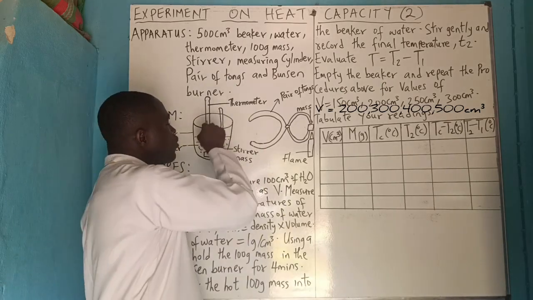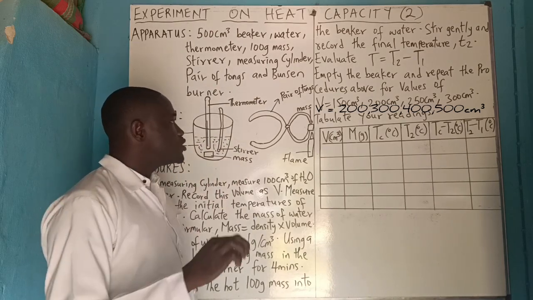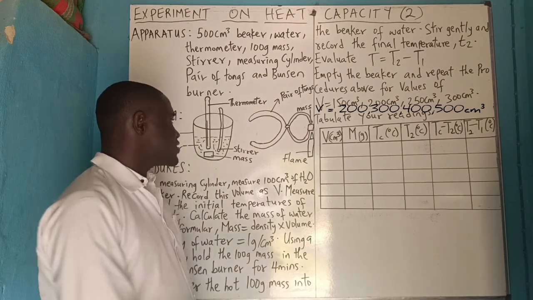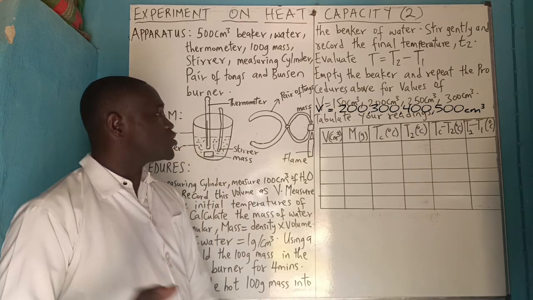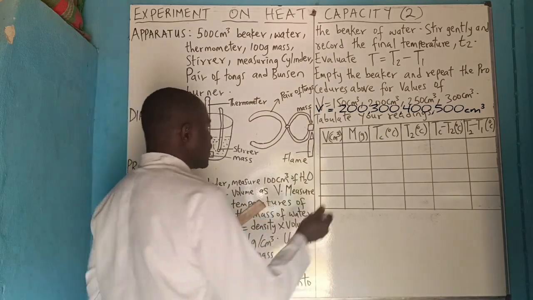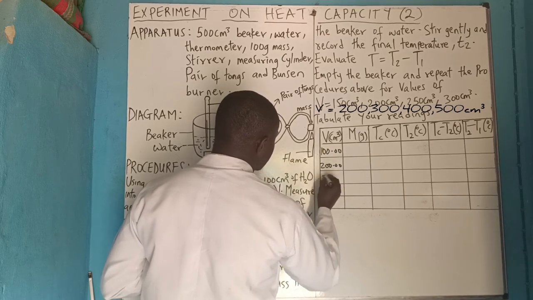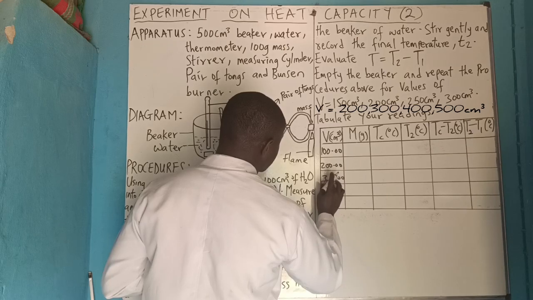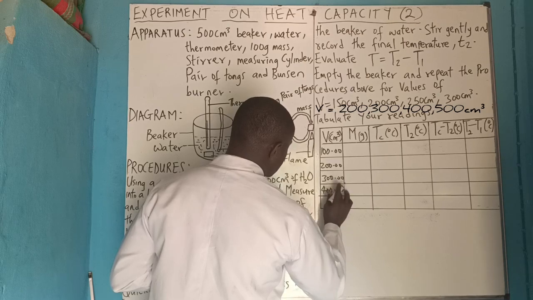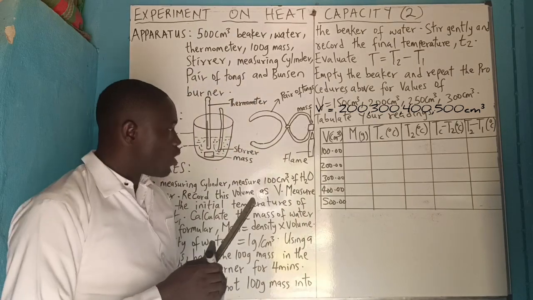Now, when you put it inside the water, we'll be getting a mixture of water and that mass. We call that the equilibrium temperature of the mixture. That is the concept of this experiment. And so when we finish doing it, we'll put our values here. They said our volume should be 100 cm cube, 200 cm cube, 300 cm cube, 400 cm cube, and 500 cm cube.